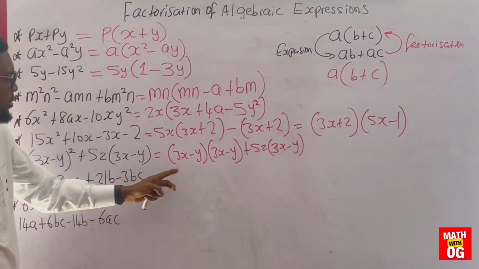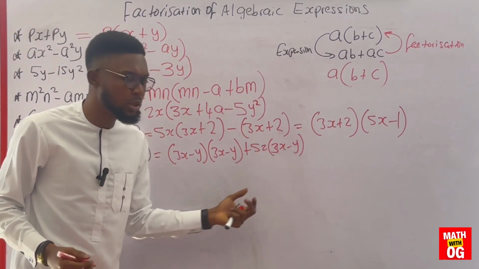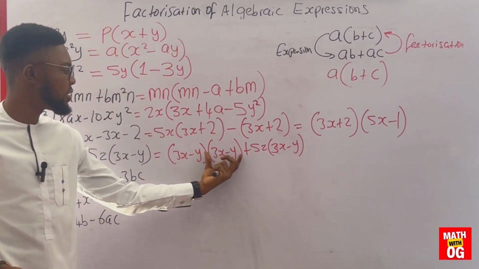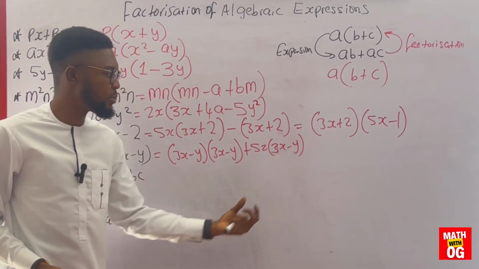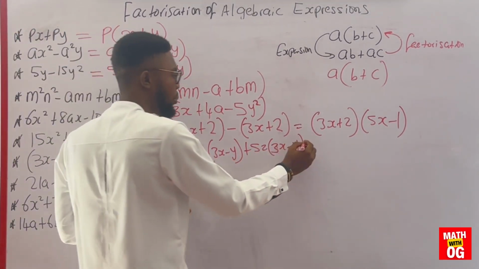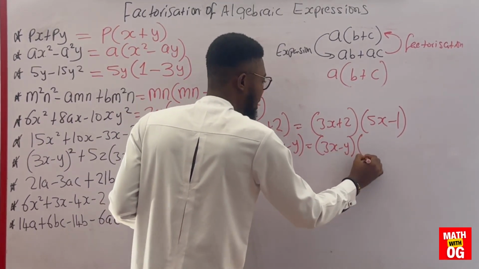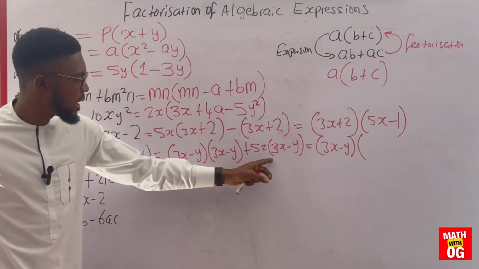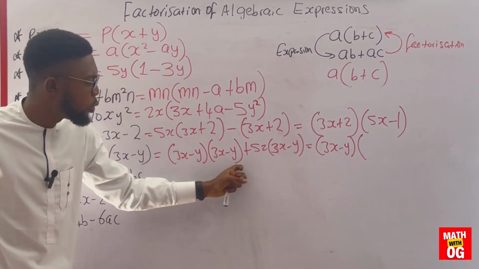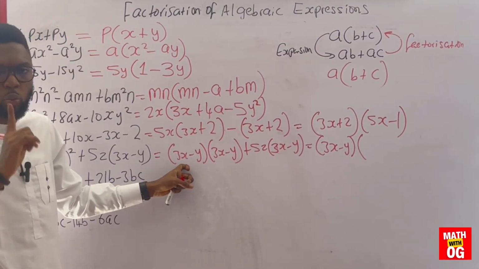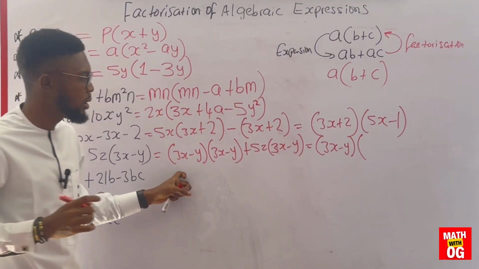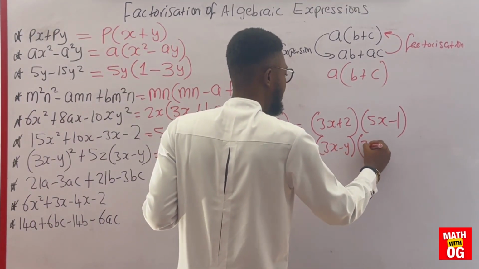Now you observe that (3x - y) and (3x - y) is common. So one of these (3x - y) and this (3x - y) is common. So I can put in one bracket (3x - y). Now in the other bracket, (3x - y) from here will go into this guy, you'll be left with just one (3x - y). So you'll be having (3x - y).